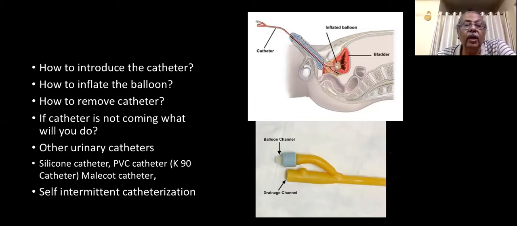What are the other urinary catheters? The silicone catheter, the PVC catheter, that is the K90 catheter, which is commonly used for self-intermittent catheterization. It is another thing you should learn because it is commonly used in paraplegics, and the Malecot's catheter. These are the other catheters that are used, and you should read about self-intermittent catheterization.